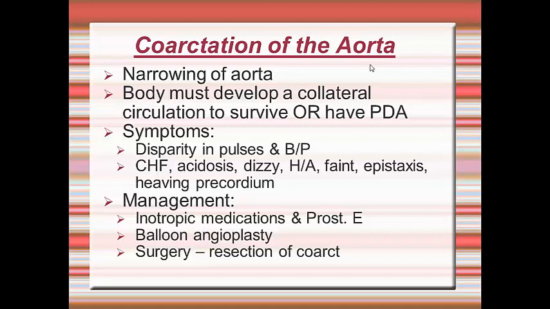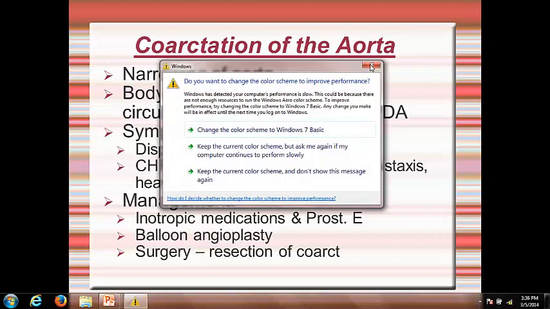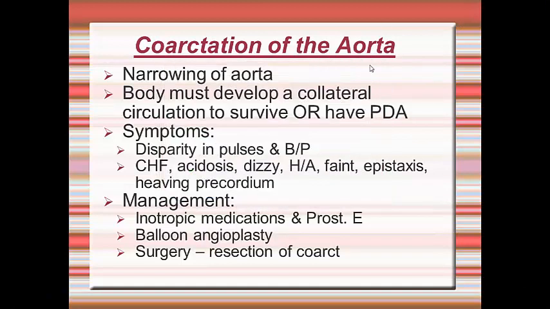And one of the first things he's going to want you to do is verify this perfusion to these extremities by doing a blood pressure in all four extremities. He's going to want to know that there is a discrepancy in the blood pressures also. Other symptoms include congestive heart failure and acidosis. Older children would complain of dizziness and headache, and maybe fainting, and maybe nosebleeds, and they may have a heaving precordium.